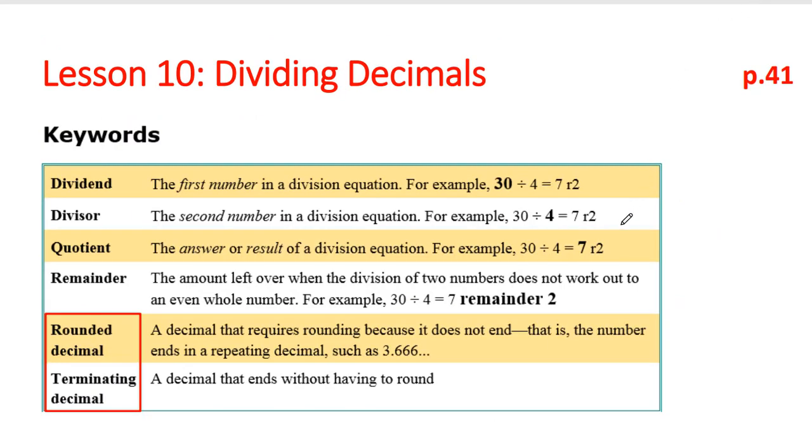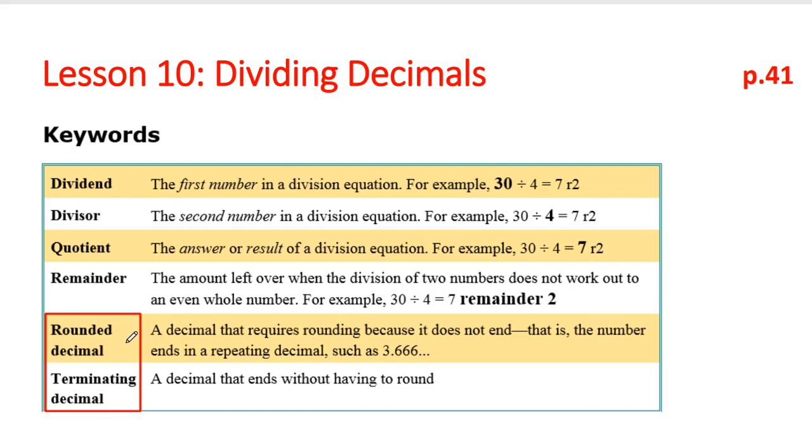We have key words in this lesson. Dividend and divisor are the positions where we put the numbers in the long division. Remember, your divisor is going outside the long division symbol. Quotient is the answer, and remainders, any leftovers. We'll see today that when we're doing decimal division, we're not going to be using remainders. But today we're going to be possibly rounding decimals and looking for terminating decimals.